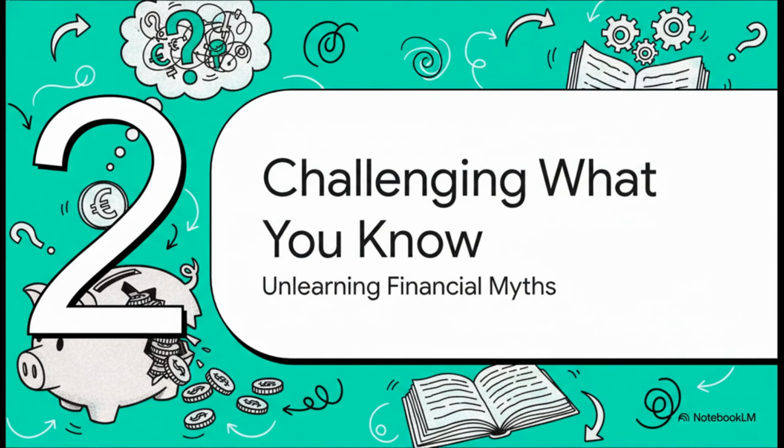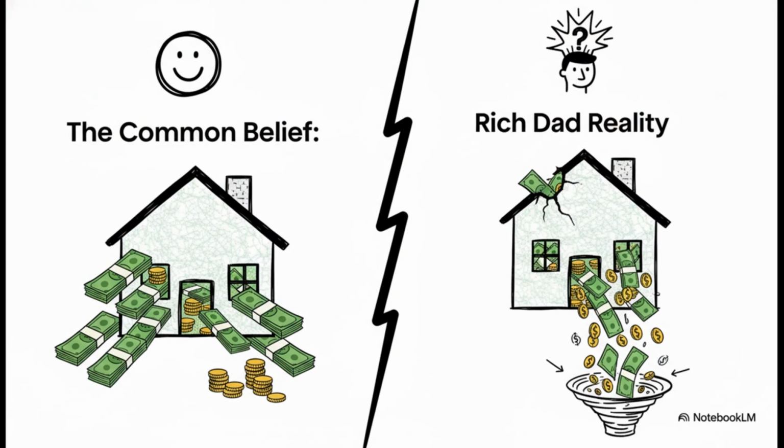Okay, so here's where it gets really interesting. This philosophy directly goes after some of our most deeply held beliefs about money. It's basically asking you to unlearn everything you thought you knew. And here it is, the most famous and definitely the most controversial idea of them all. For generations, we've been told that buying a house is the best investment you can possibly make. The Rich Dad philosophy says, nope. It flat out says your personal home is not an asset. But how can that be?